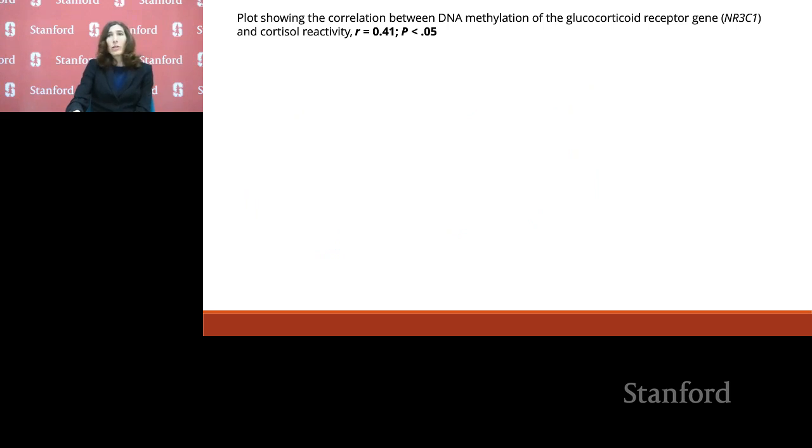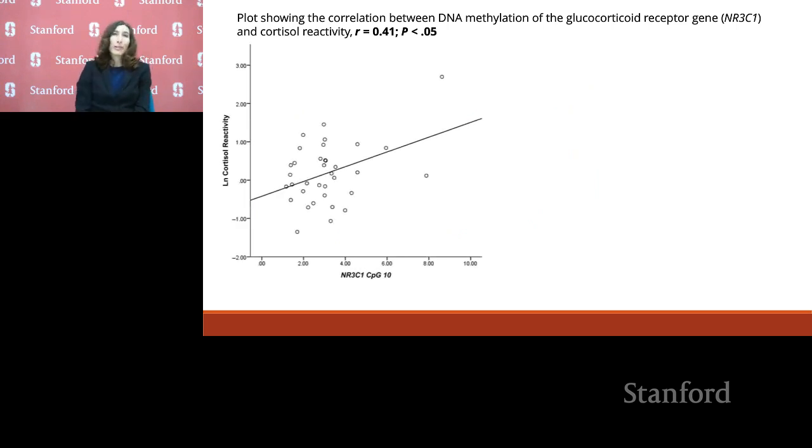So the authors actually published a plot in their data that shows the correlation between DNA methylation of the gene and low and higher stress reactivity. What you're looking at here, the x-axis is the amount of DNA methylation of the glucocorticoid receptor gene, which is a gene involved in stress. The y-axis is cortisol reactivity, which is a measure of the stress in the babies.